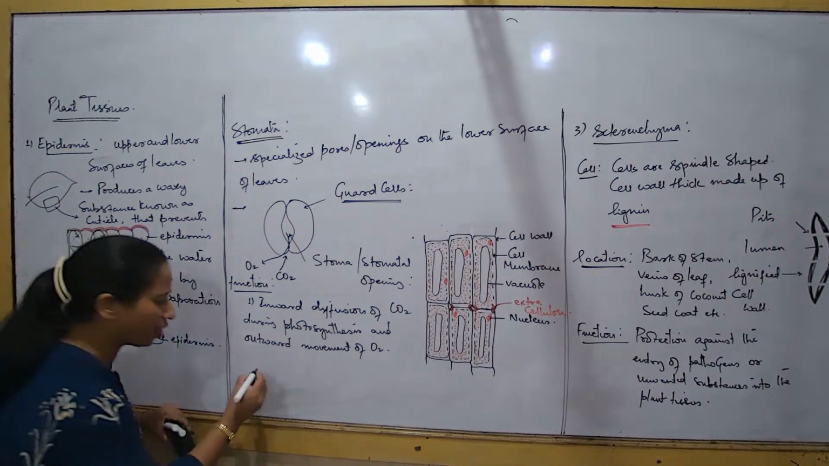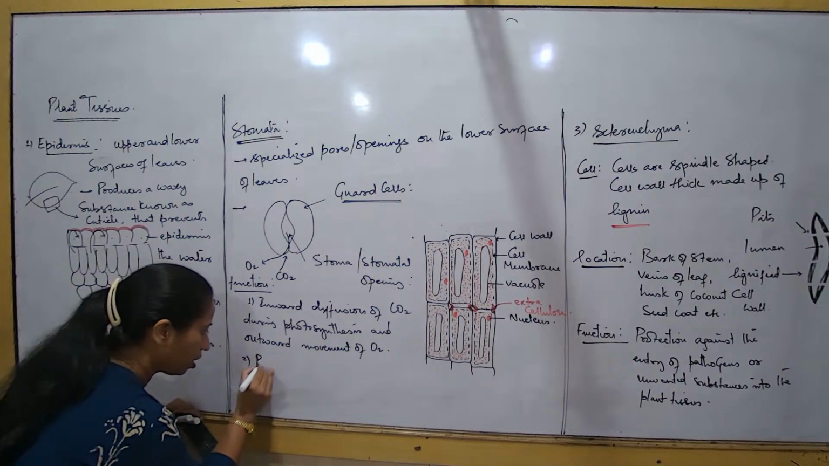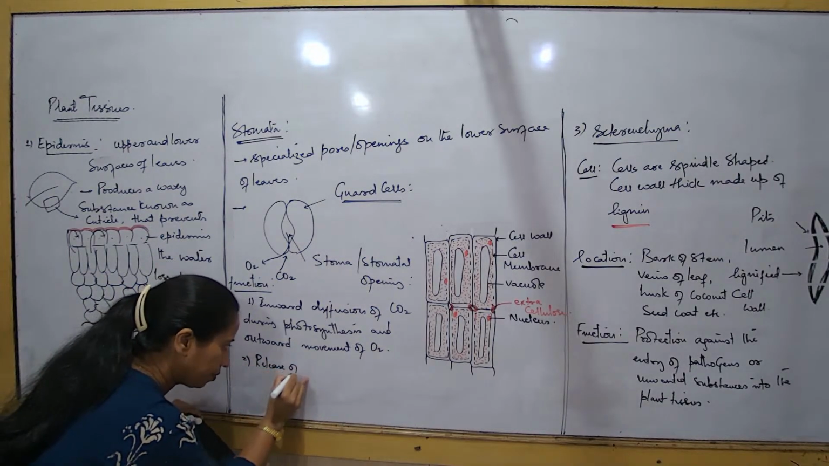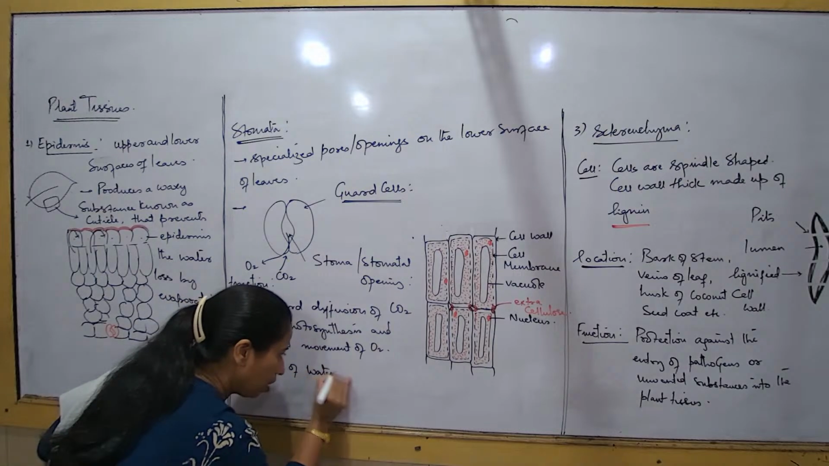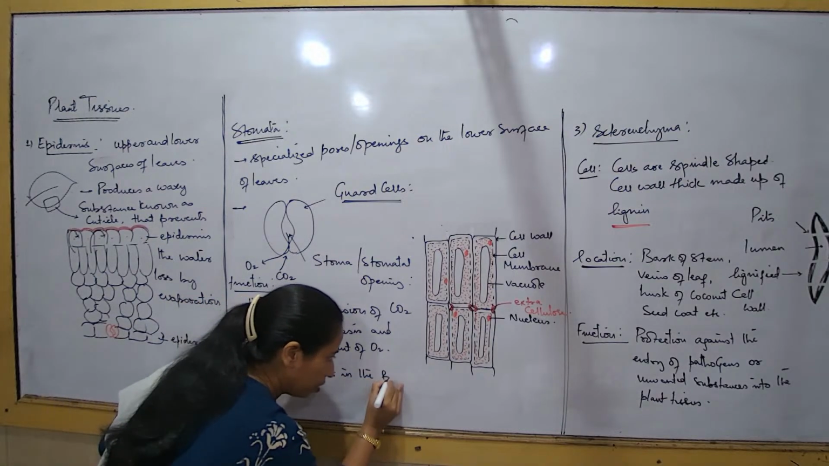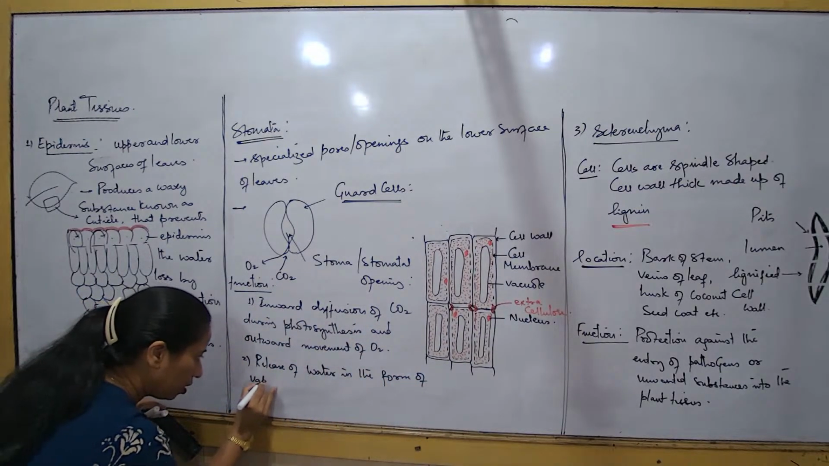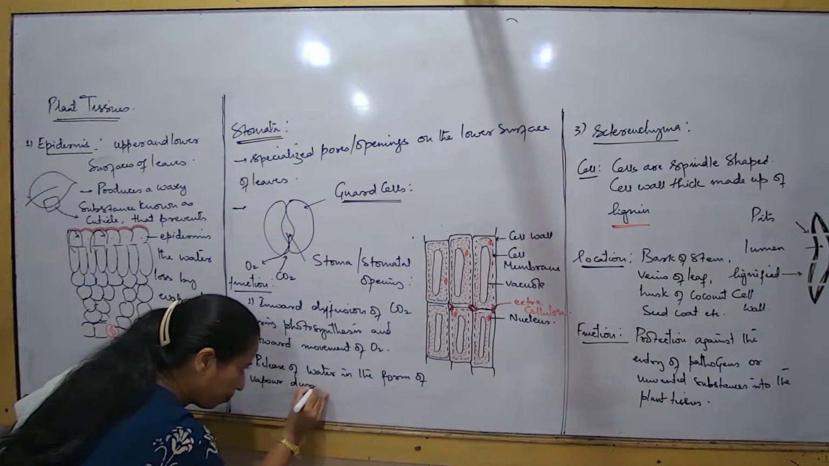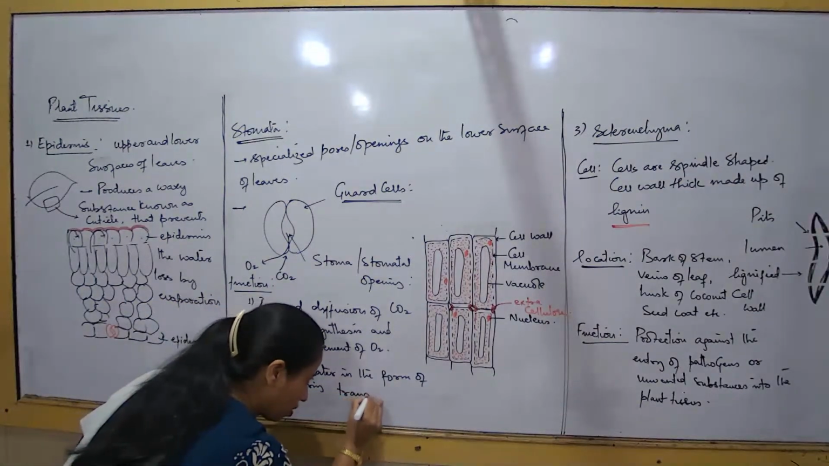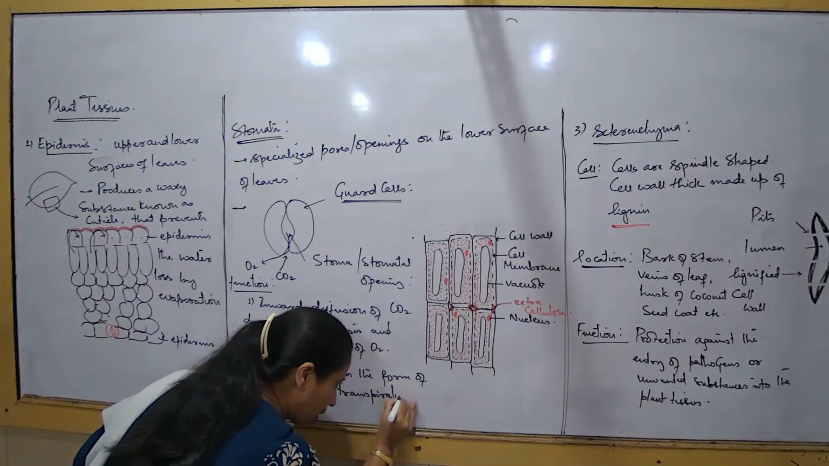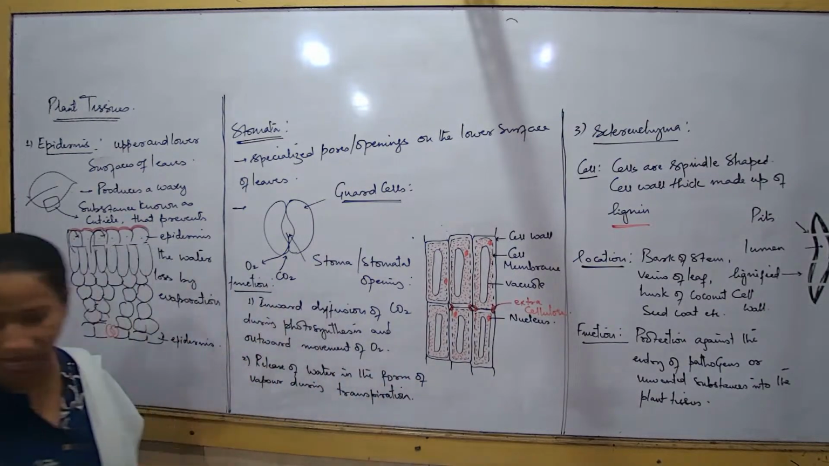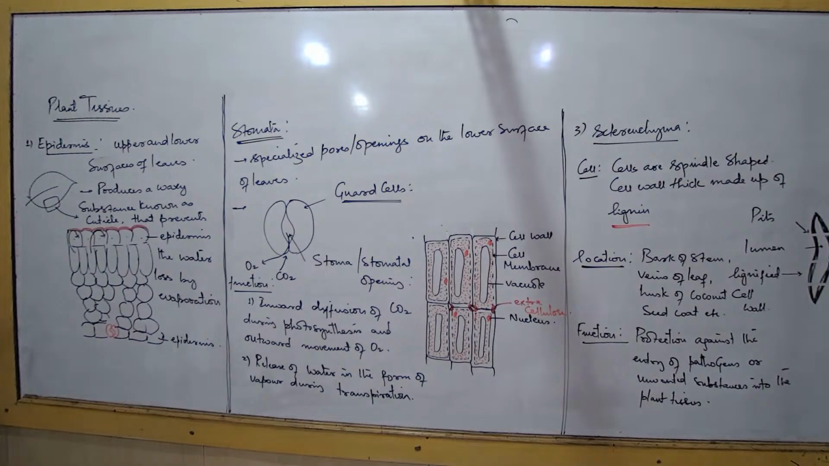Is there any other major function of the stomata to talk about? Yes. Release of water in the form of vapor during transpiration. So that is also another specialized function of the stomata, the release of water in the form of vapor during transpiration.